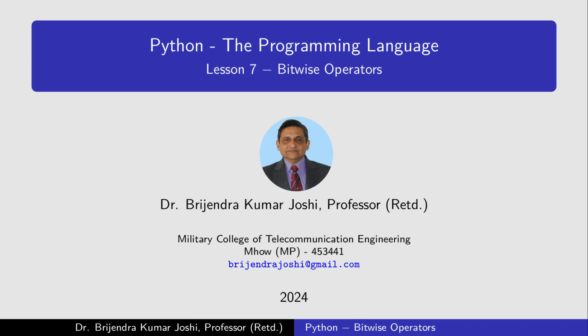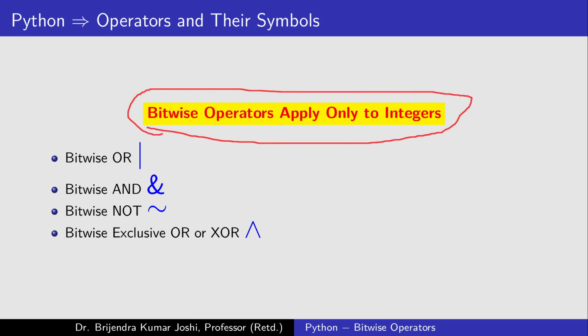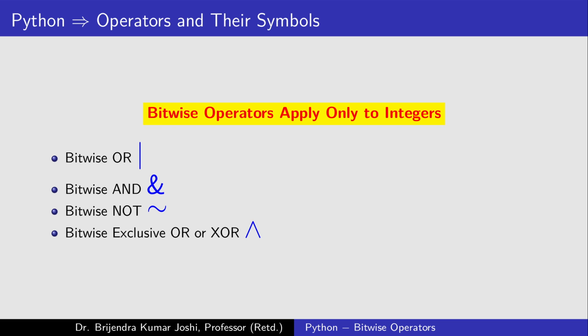In this video, we'll see how bitwise operators can be used in the Python programming language. One thing we should always remember is that bitwise operators are applicable only to integers. And let us see, there are 4 bitwise operators.